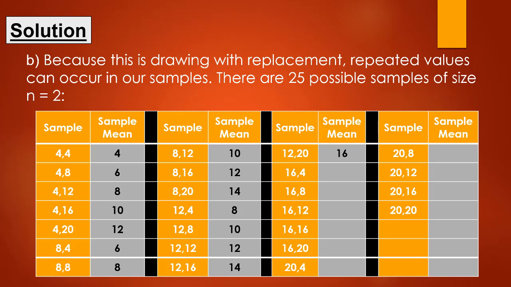Then we've got an average of 16 and 4 gives us 10. 16 and 8 gives us 24, divided by 2 is 12. Then 16 and 12 gives us 14. Then 16. Then 18. 20 and 4 give us an average of 12. 20 and 8 an average of 14. Then an average of 16. An average of 18. And an average of 20. Okay, so that's part B. All part B wanted us to do was list all of the samples and find their means.